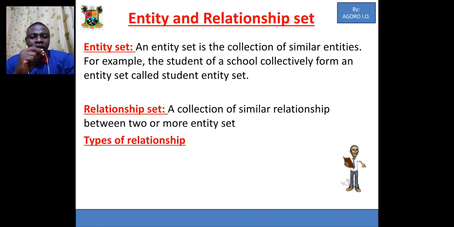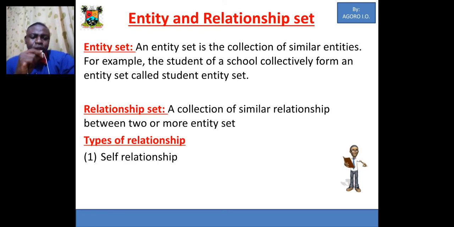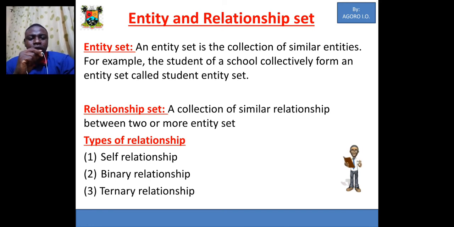Types of relationship. These are the basic types of relationship. Number one, self-relationship, binary relationship, and ternary relationship. We also have other types of relationship. As the lesson progresses, we are going to name them one by one.